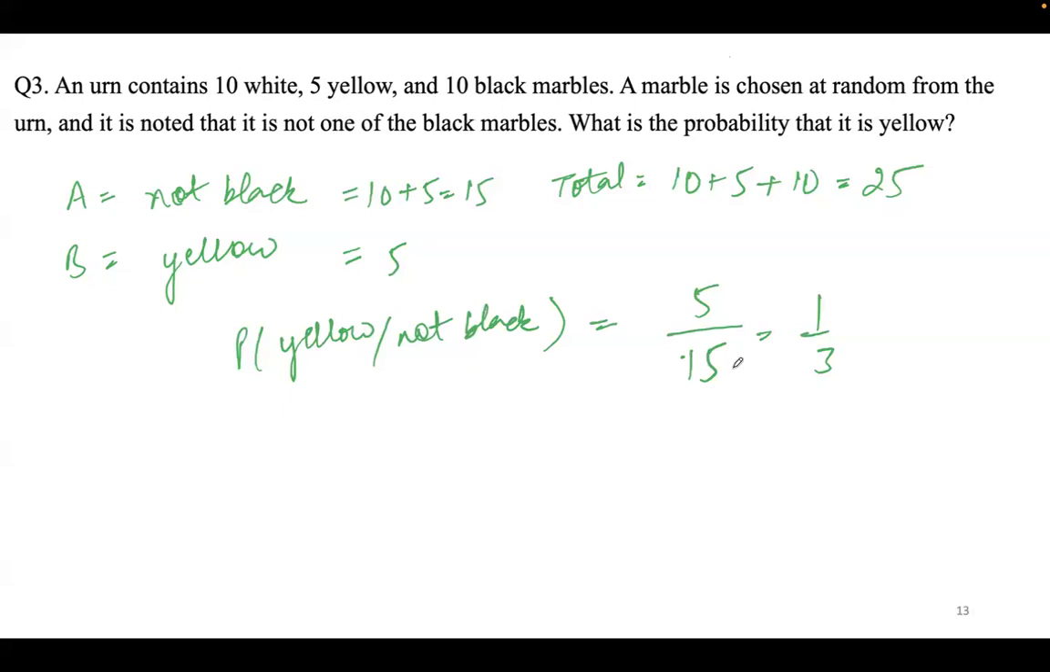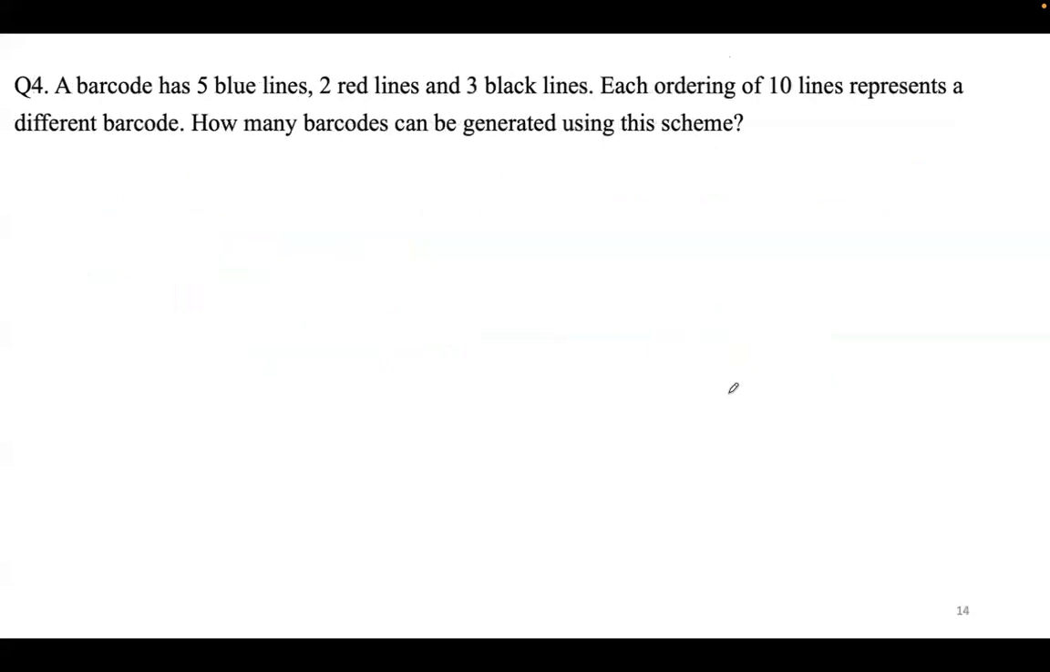So again, basically your sample size is reduced. Instead of dealing with 25 marbles, you're only dealing with 15 marbles. So earlier the probability was 5 out of 25 of it being yellow. Now it's 5 out of 15. Great. So that's how you have to write it. Again, we could also have written 5 by 25 and 15 by 25, canceling 25. Both the ways of solving are correct.